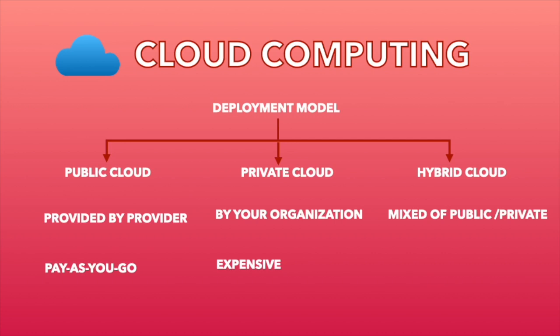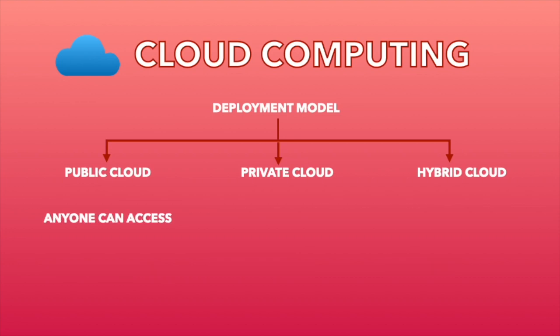A hybrid cloud is a combination of public and private clouds, allowing organizations to balance cost, flexibility, and control. It lets you keep sensitive data on a private cloud while using the public cloud for less critical resources or to handle peak workloads. A public cloud is accessible to anyone over the internet.